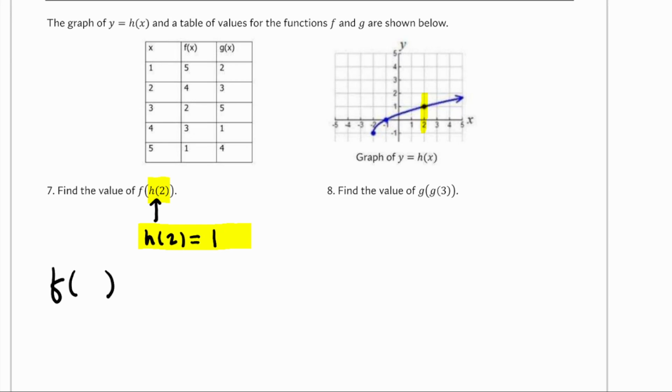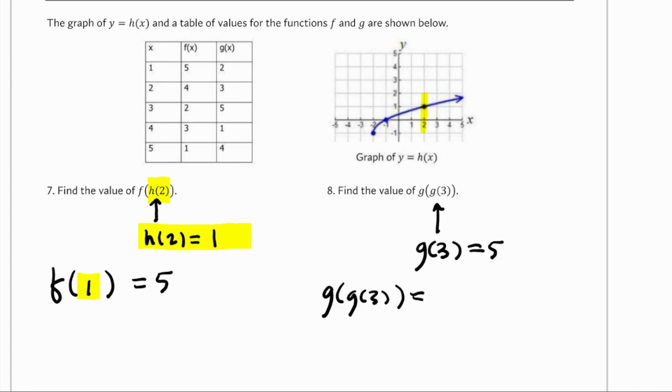And then f of h of 2 is going to be f of 1. And you look in the table, f of 1, that's going to equal 5. And the value of g of 3, we would need to figure out what g of 3 is first. And so that would be over here on the table. No, that's g of 5. I'm looking for g of 3, which is 5. Okay, so I'm seeing that. And so then g of g of 3 would equal g of 5, which is going to equal 4.